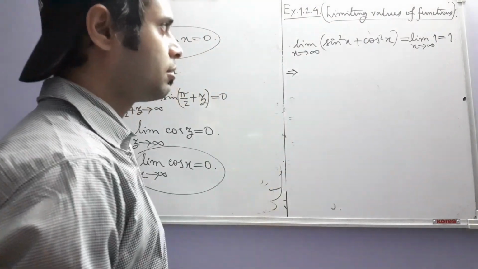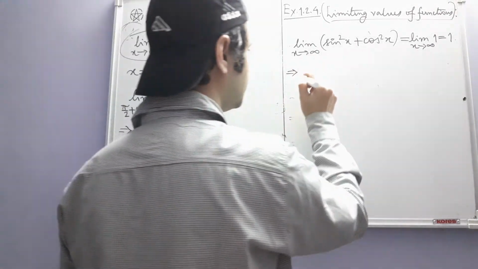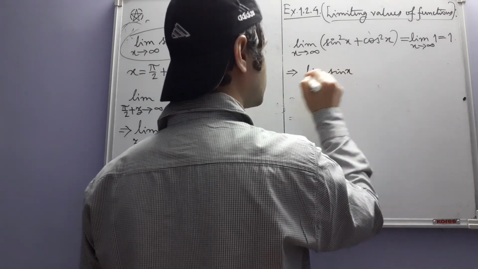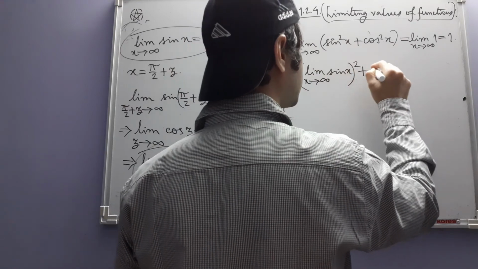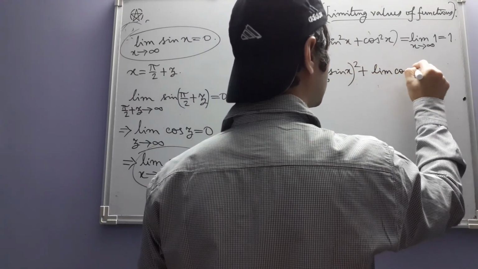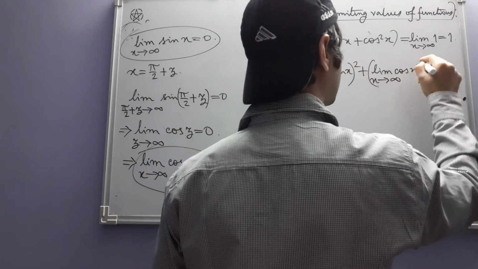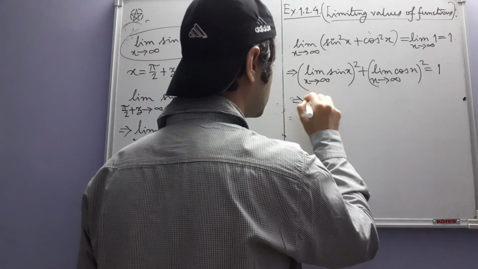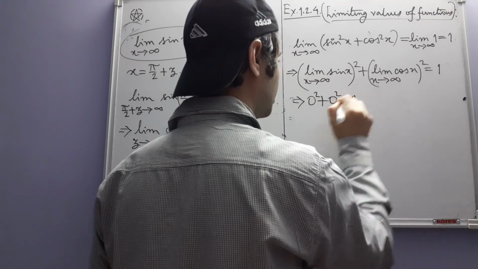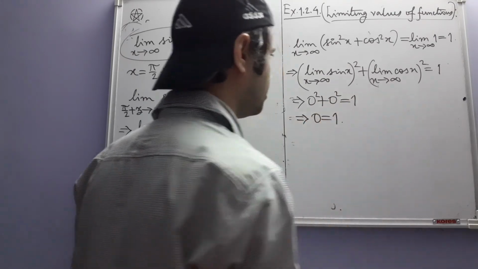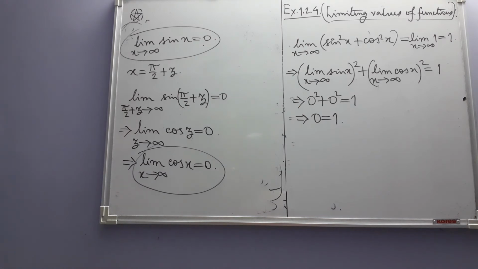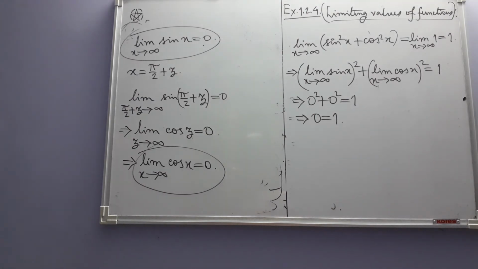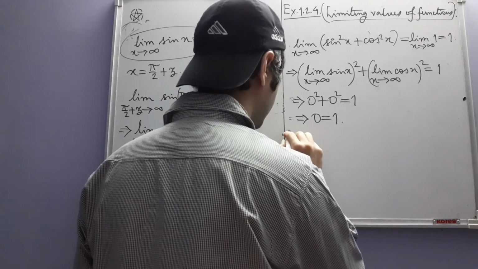Now if we use the formulas for limit, limit can be taken inside. Limit sin x, x tends to infinity, square plus limit cos x, x tends to infinity, square is equal to 1. Now these two values are 0. So 0 square plus 0 square is equal to 1. That means 0 is equal to 1. So this is one nonsense, one absurdity. What went wrong in this calculation? That we have to clarify later on.